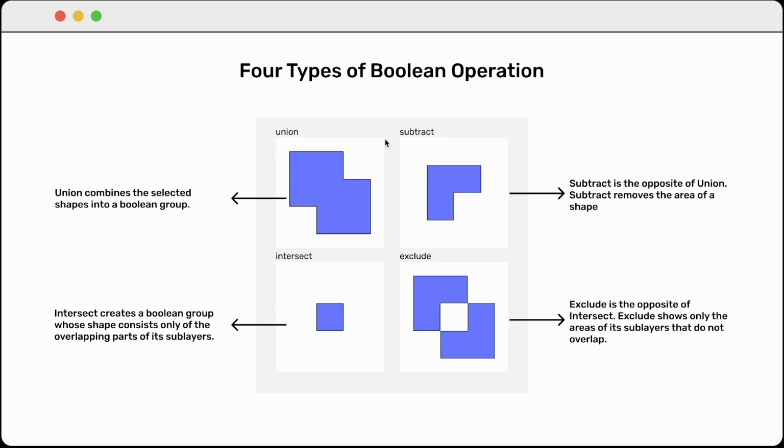There are basically four types of Boolean operation, that are union, subtract, intersect and exclude. Let's understand what are the differences between these four. We will understand it through practical example. For that we will move to Figma.